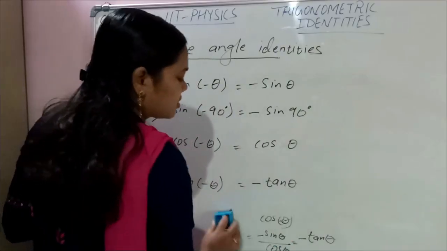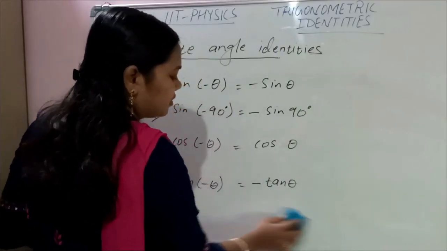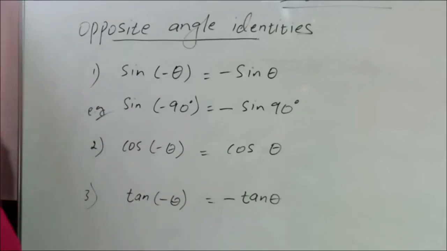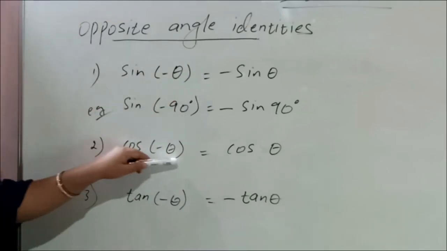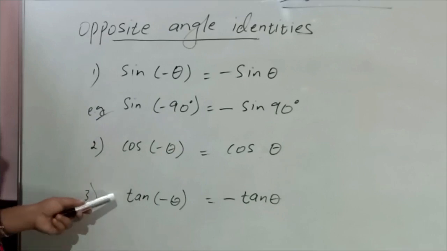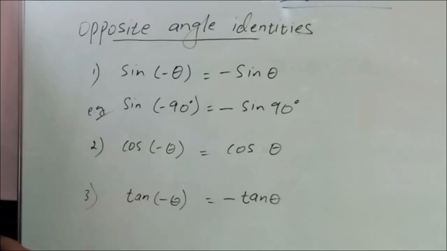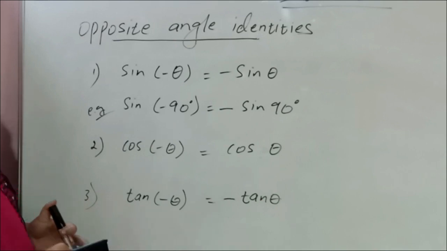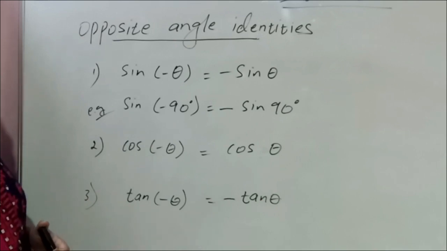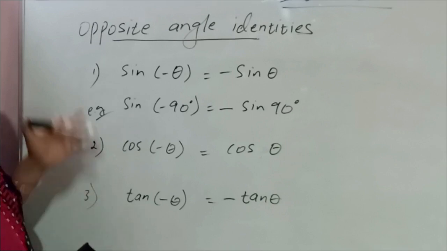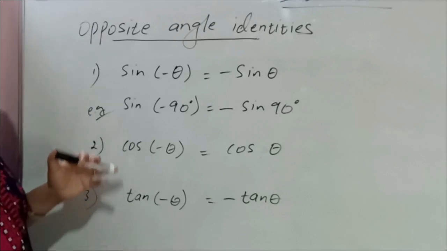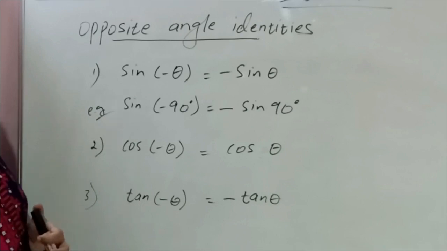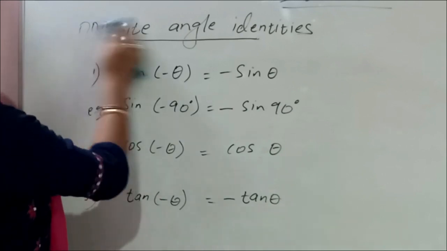These are alternate ways. You have to remember sine of minus theta equal to minus sine theta, cos of minus theta equal to plus cos theta, tan of minus theta equal to minus tan theta. Write down this. Take your notes, pen, and give today's date. Give the heading trigonometric identities, and give the heading opposite angle identities. Write these three. Over? Okay.